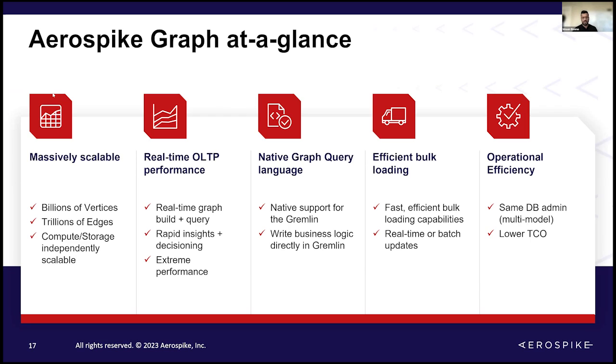The other thing that Aerospike is known for is real-time latencies. Real-time OLTP performance is another thing we put a lot of time and energy into building with Aerospike Graph. So you can build and query your graph in real time, which unlocks rapid insights and decisioning. And you get all of this with a native graph query language. The language we support today is Gremlin, so you write your business logic directly in Gremlin.